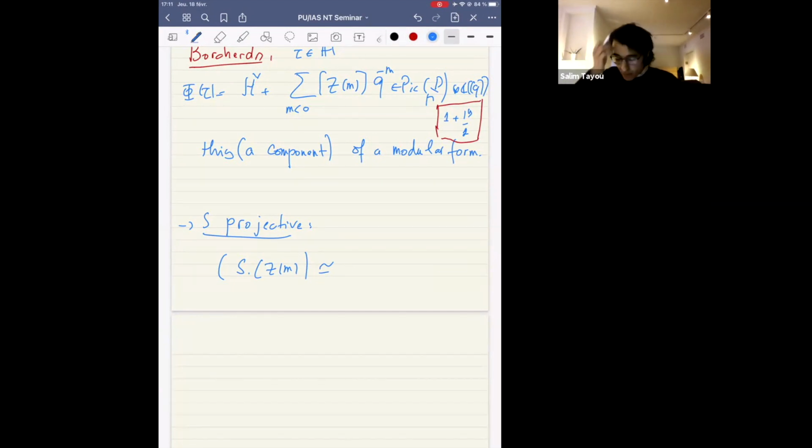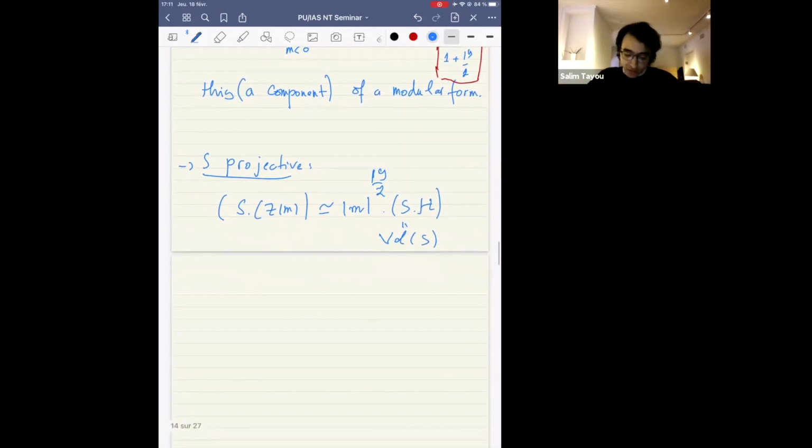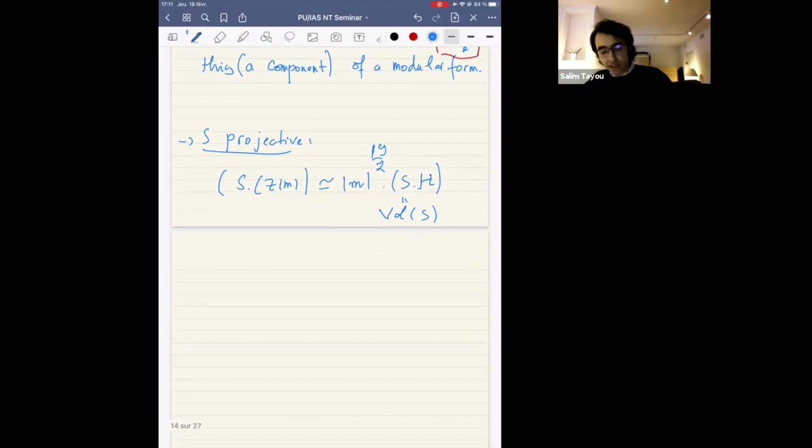So by studying the space of vector valued modular forms of weight 1 plus 19 over 2, one can derive the estimate that this intersection grows as the absolute value of M to the power 19 over 2 times the intersection of S with H. And this is just the volume of S in the sense I defined previously with respect to this measure. So just by studying this divisor, we get a quantitative statement of how the Hodge locus grows.